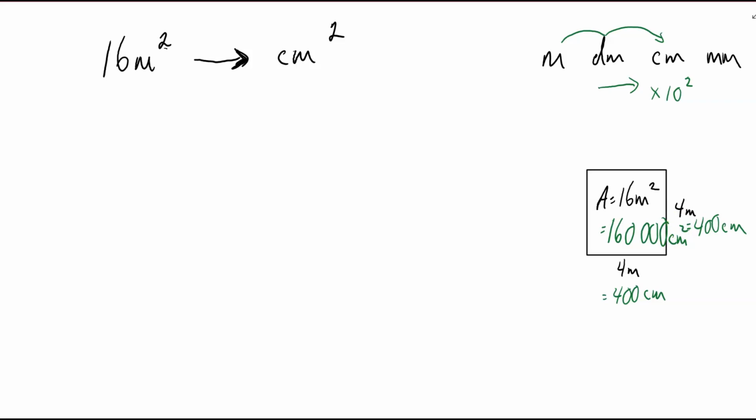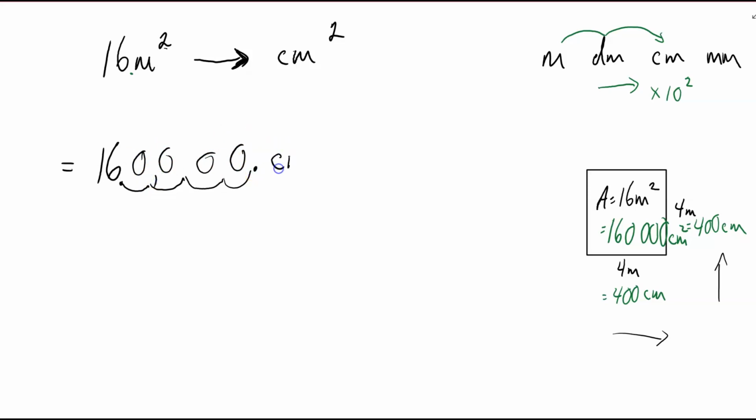Now, you don't just take your 16 and multiply by 10 to the 2. What we have to do is take our 16 and multiply by 10 to the 2, 1, 2, for one dimension, and for the other dimension, 1, 2. So 0, 0, 0, 0. Then we get our 160,000 centimeters squared. Okay? If you want to use the unit fraction method, 16 meters squared.